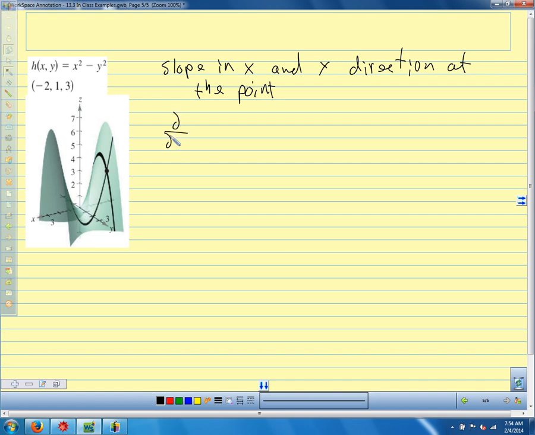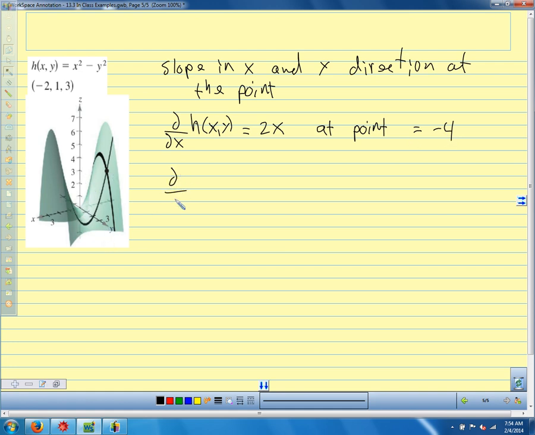So we're going to do the partial with respect to x of h of x, y. We're going to take the partial derivative with respect to x, keeping y constant. I just get 2x. I take the derivative of x squared, I get 2x. y is a constant. Partial with respect to x of a constant is just 0. So I get 2x. And then I plug in at the point. Here's our point. x is -2. We get -4. So what that's telling us is for every unit we move in the positive x direction at this point, we're moving -4 units in the z direction. We're decreasing in height at 4 units for every 1 unit we move in the x direction.